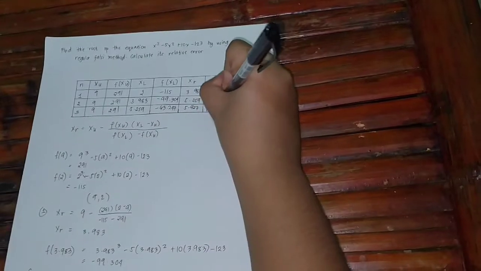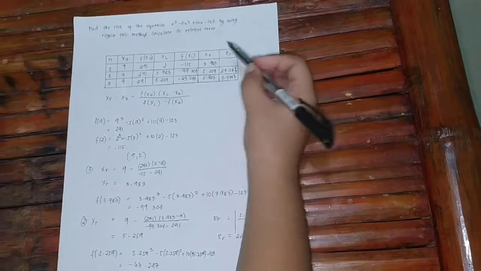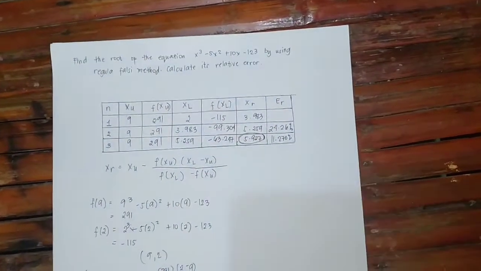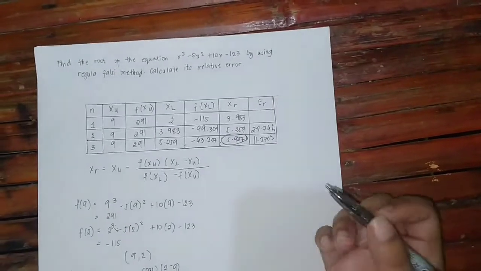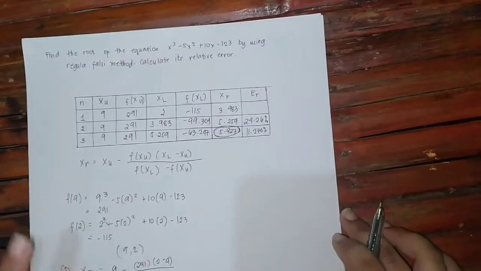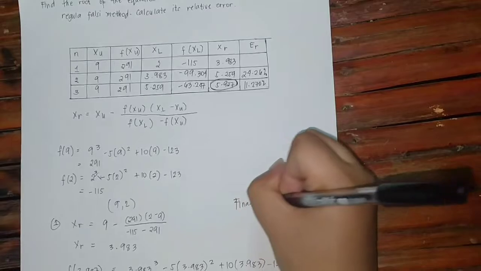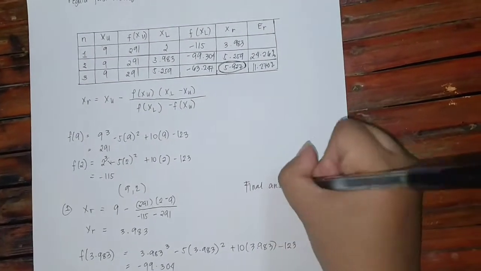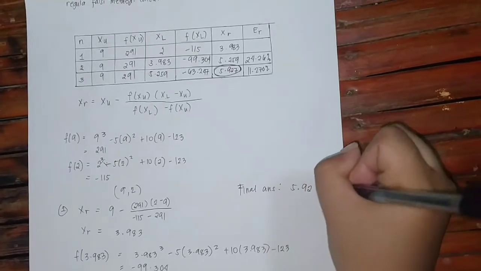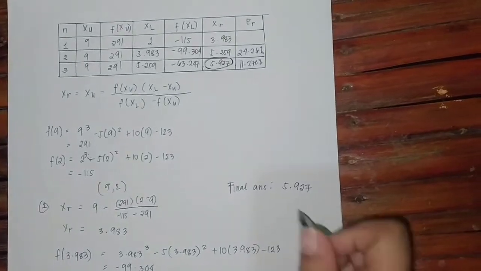So the root lies in this. The final answer for this whole example is 5.927. And that's all. Thank you.